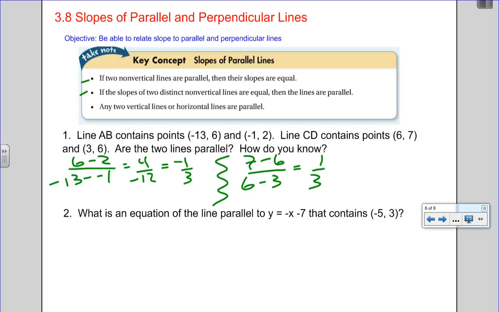And you might be thinking, oh, they're perpendicular. But that's actually not true either. This one would have had to be 3 if they were perpendicular. But it's not 3, so they're just nothing. They're just opposite slopes. They are not parallel.